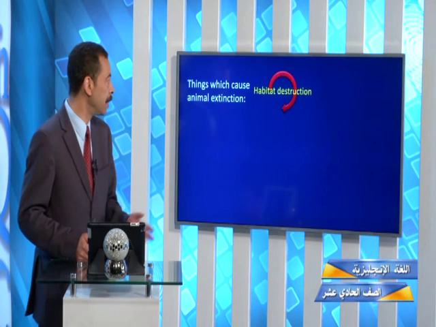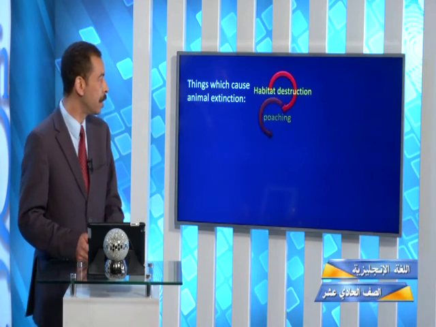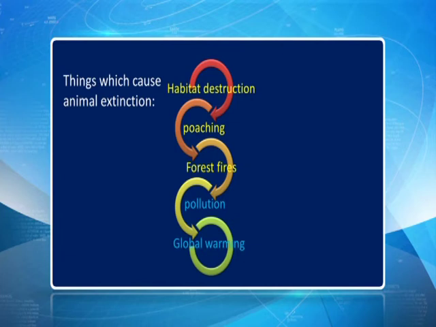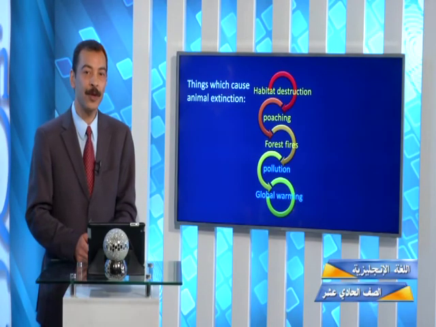So if you want to summarize the reasons that make the life of these animals in danger, we can talk about, for example, habitat destruction, poaching, forest fires, and we can think of pollution as one of the reasons why these animals are in danger. We have pollution and what we call global warming. Global warming is a threat not only to animals but to us as humans as well.